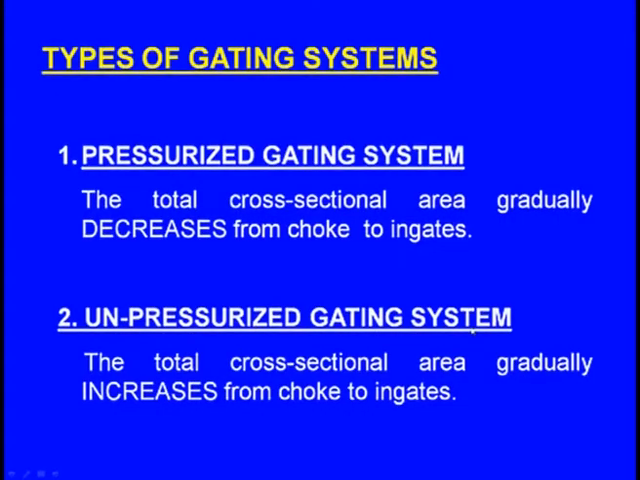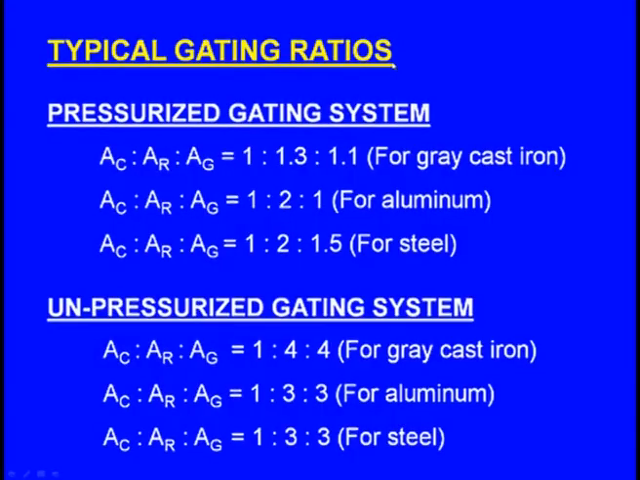Whereas, in the case of the unpressurized gating system, the total cross sectional area gradually increases from choke to ingates. So, naturally, the pressure of the molten metal will be decreasing as it passes from the sprue to the runner and ingates. That is why it is the unpressurized gating system, whereas the first one is the pressurized gating system. Now, let us see what are the differences of these two systems and what are the advantages and limitations of these two systems. Now, these are the typical gating ratios.